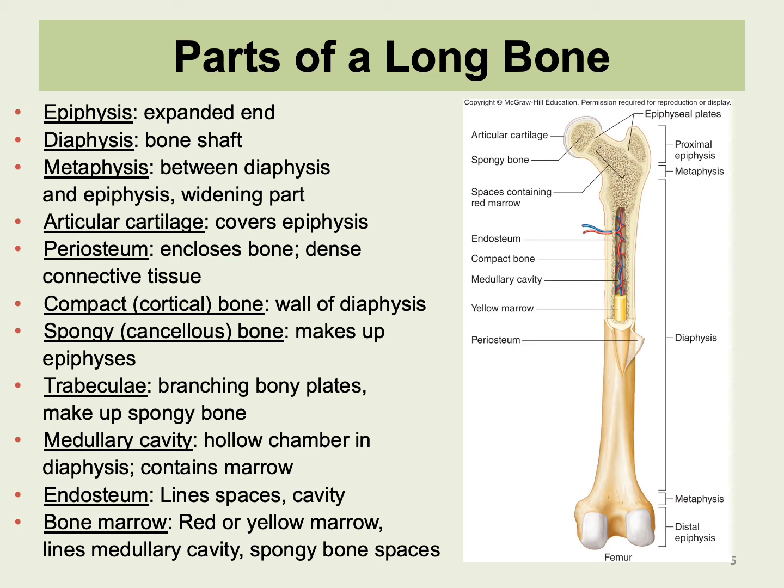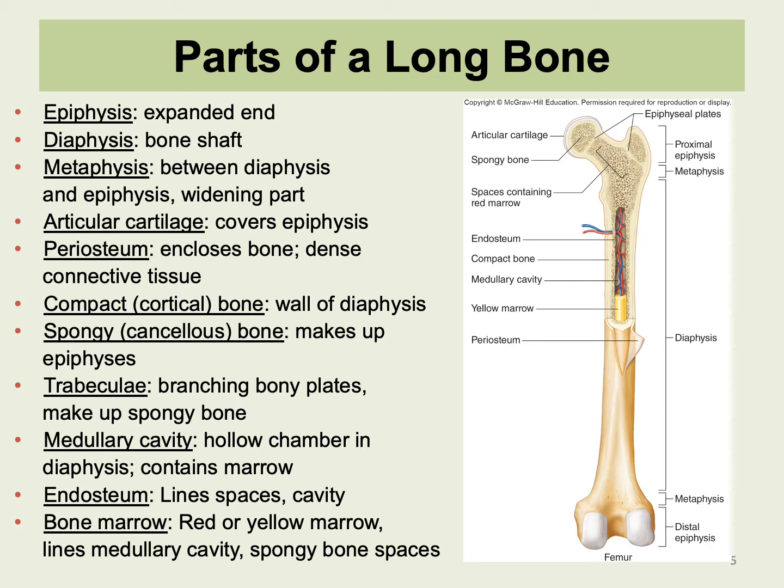Now, when we look, we have the compact bone, which mostly forms the wall of the diaphysis, and we call it cortical or compact bone. And spongy bone or cancellous bone is mostly found in the epiphysis, and it has a honeycomb-like structure. We call them trabeculae. They are the ones that contain the red bone marrow.